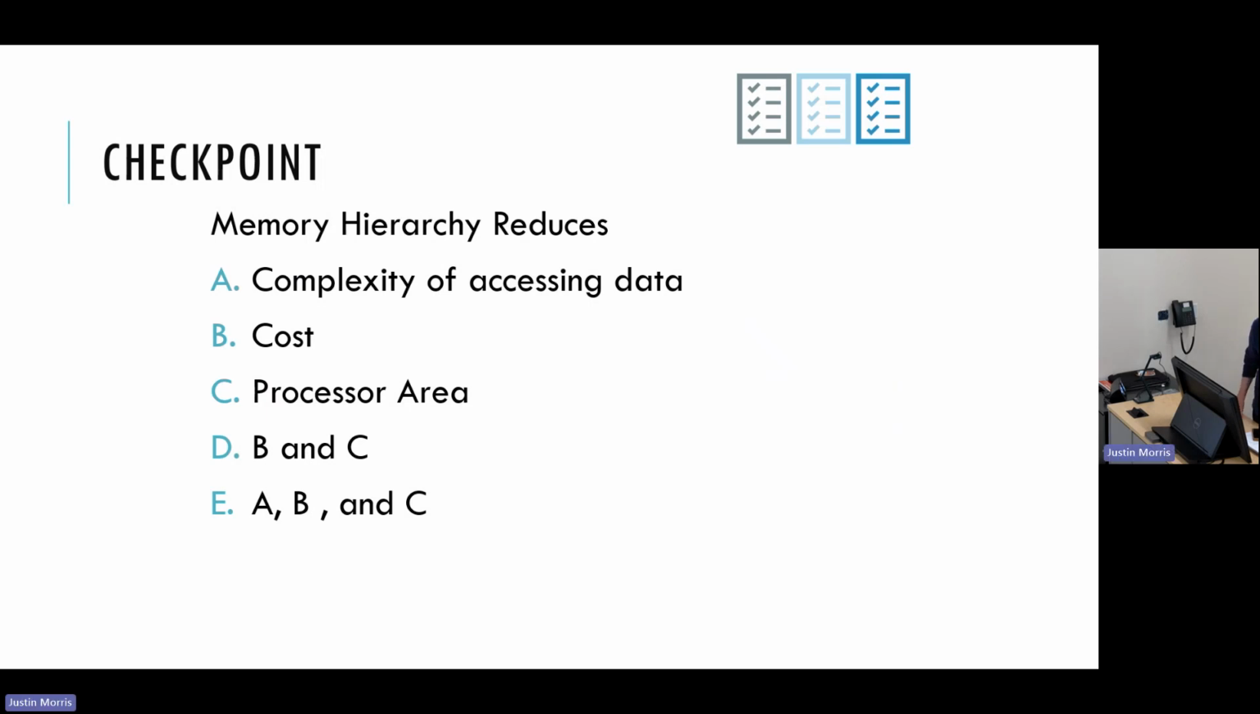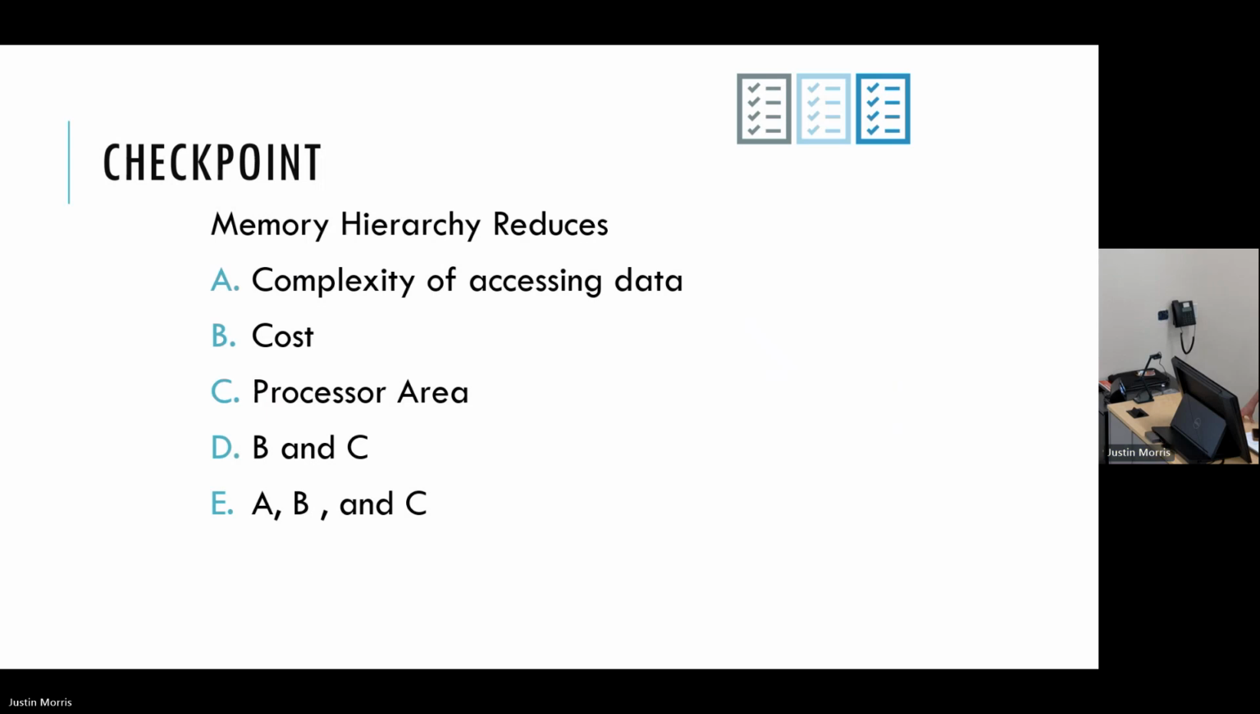And then B, cost. Do we reduce cost? Yes, because we wouldn't have as much of that upper level. Now we can have a smaller amount of the really fast and less dense memory and more of the cheaper and more dense memory to store the programs longer term.